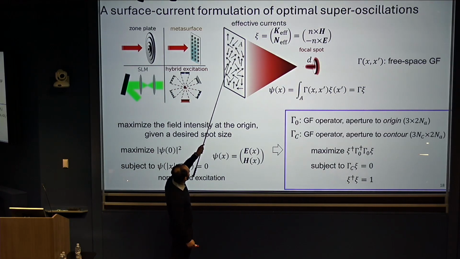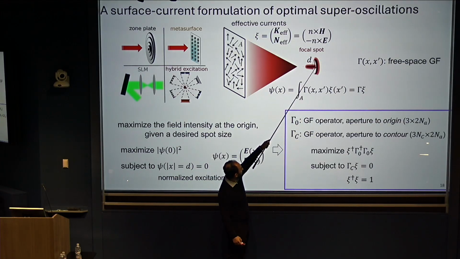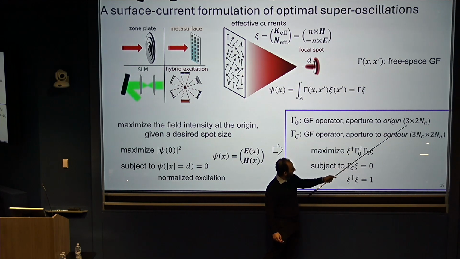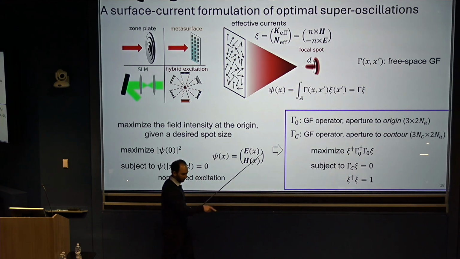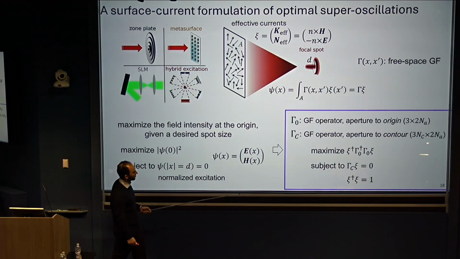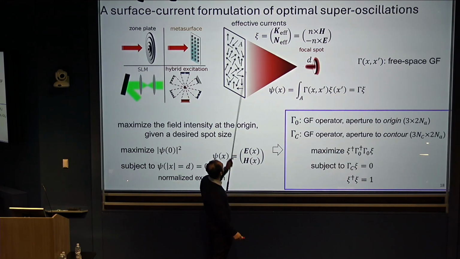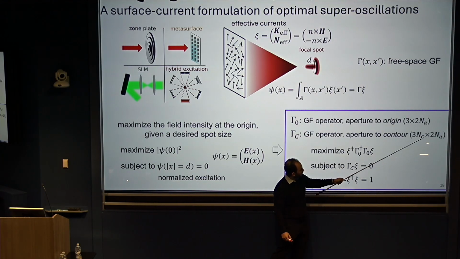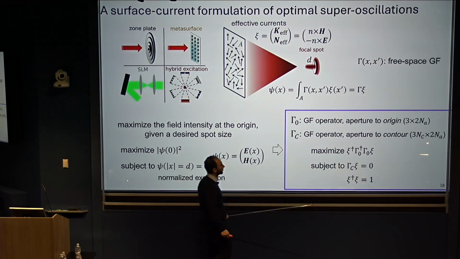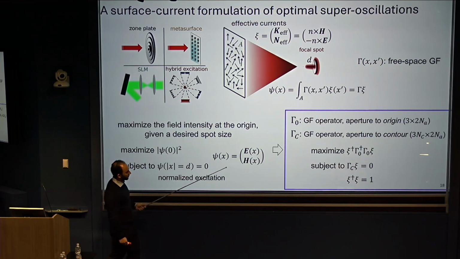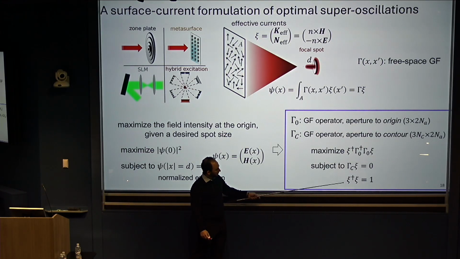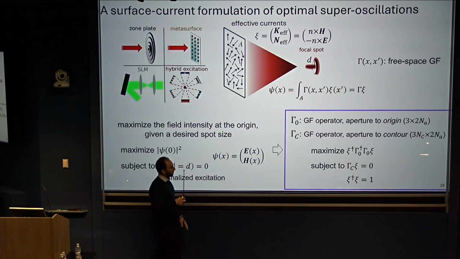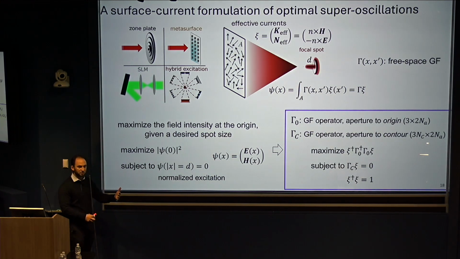You can define one operator that takes you from your entire aperture just to the point that is the origin. Let's call that gamma 0. And so if I have some number of aperture points n sub a, this is a vector that would be size 3 for 3 polarizations at the origin by 2 times n_a. I can define a second Green's function operator, this time taking me from the aperture to this ring. This will be the number of points on the contour C multiplied by 3 polarizations times number of aperture points times 2 transverse current polarizations. And so my optimization problem becomes maximizing a Rayleigh quotient subject to the usual normalization plus this extra condition that the fields on the contour must be 0.